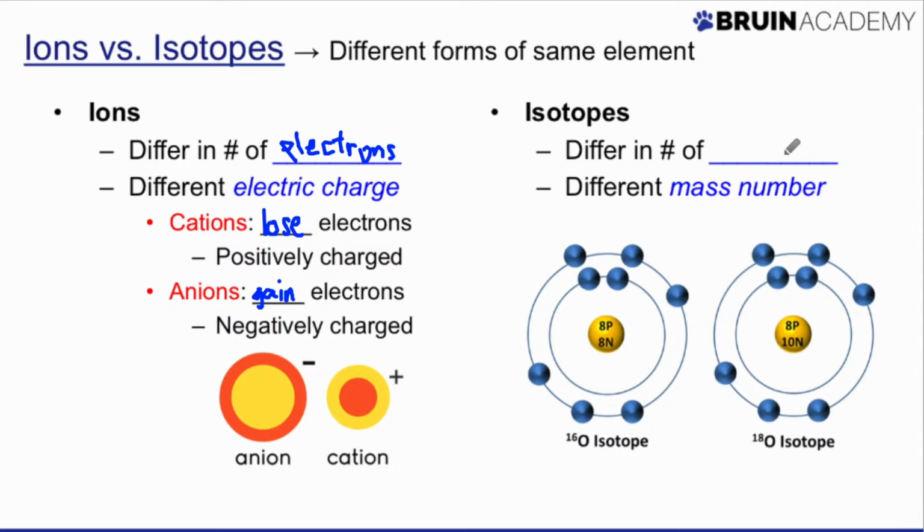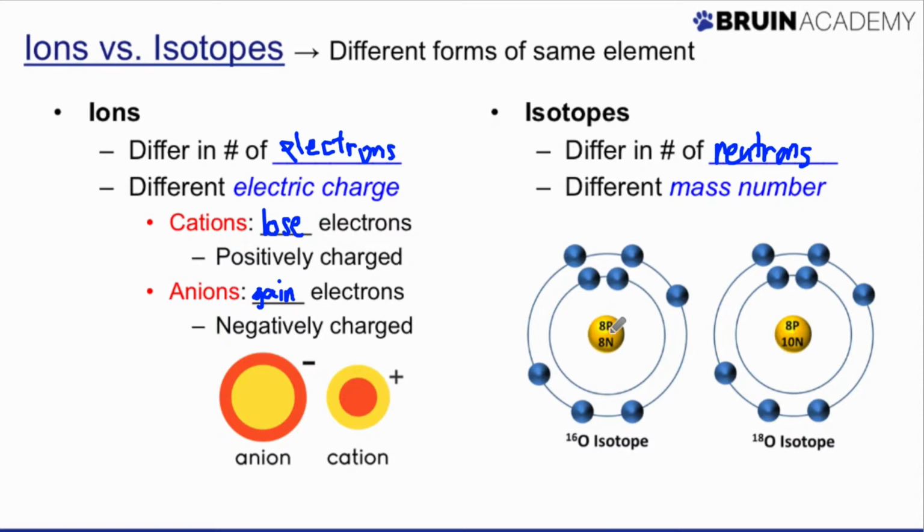An isotope is similar, but instead of differing in the number of electrons, they differ in the number of neutrons. As I mentioned before, everything else is the same. The number of protons is the same, the number of electrons is the same. The only thing that's different is neutrons. So they differ in the mass number, which, as I mentioned before, is the sum of protons and neutrons. Let's look at a quick example down here. These are two different isotopes of oxygen. On the left, you have oxygen 16, and on the right, you have oxygen 18, where this number represents the mass number. Okay, so here the number of protons and the number of electrons are the same.